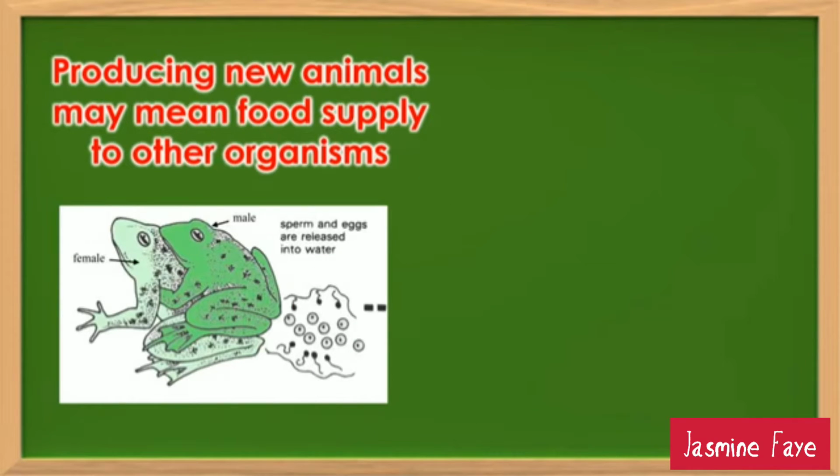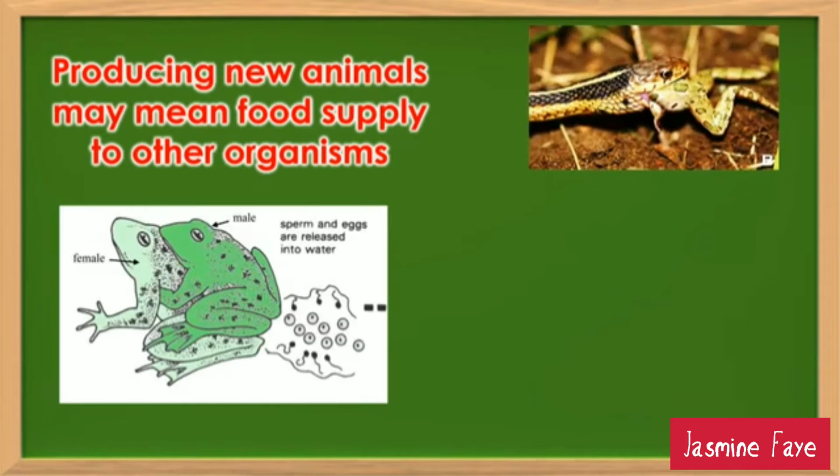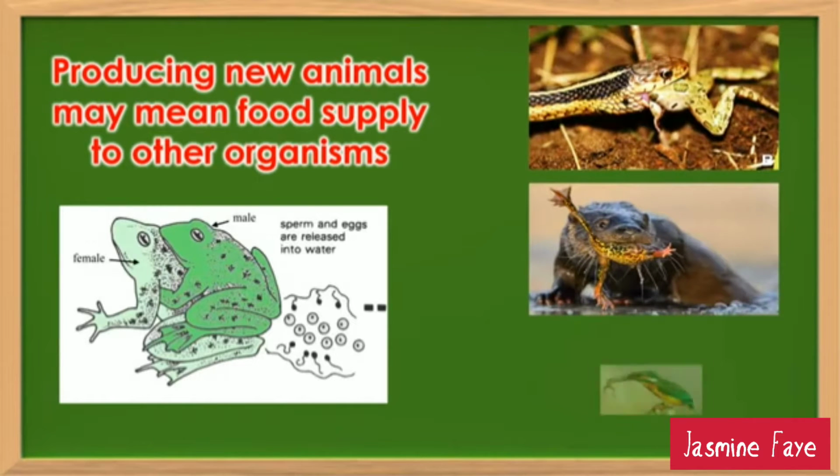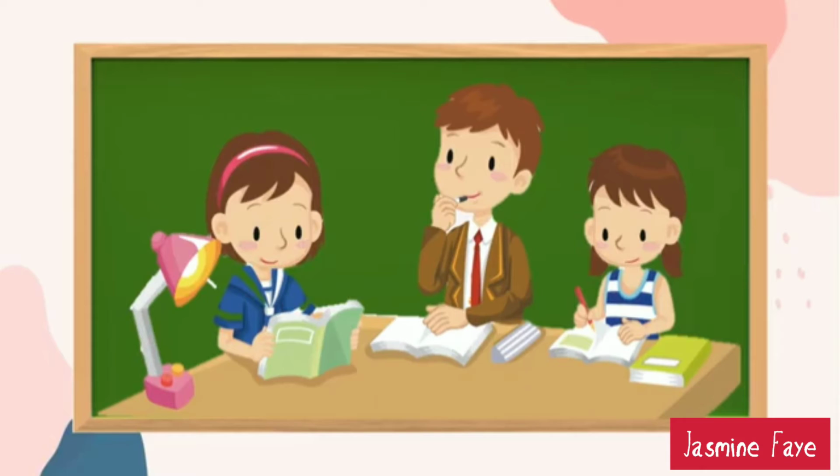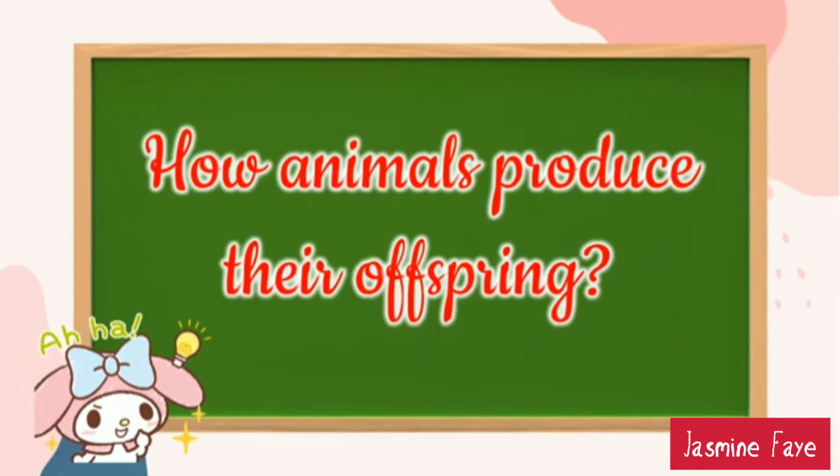Producing new animals may mean food supply to other organisms. It may also signal the continuous existence of certain species. This lesson will help you understand how animals produce their offspring or new young. Doing the different activities of this lesson will direct you to describe the reproduction depending on the level and type of animals.